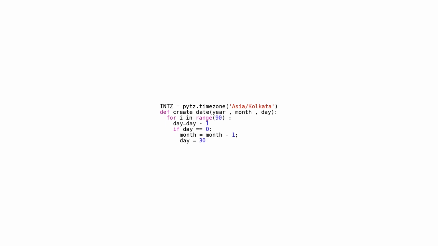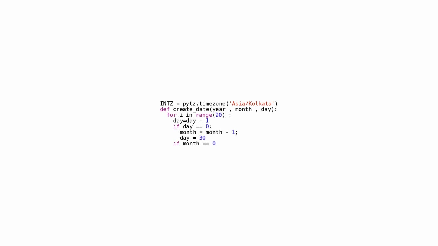The following code defines a function called createDate, which subtracts 90 days from a specified date: year, month, day. It iterates through a range of 90 days by decrementing the day value. If the day reaches 0, it decrements the month and sets the day to 30. If the month reaches 0, it decrements the year and sets the month to 12. The function then returns the resulting date.